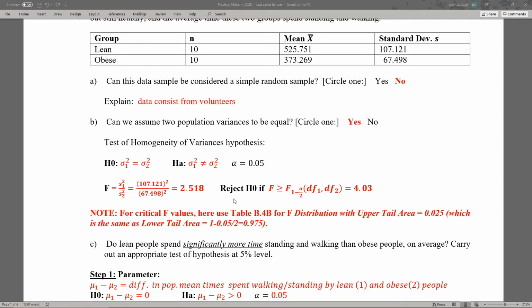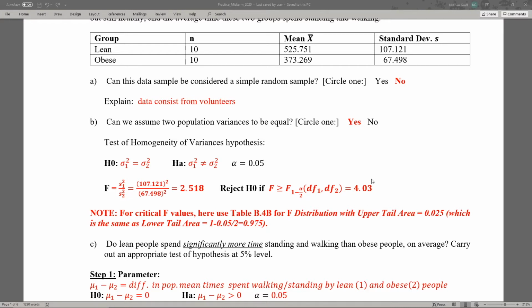Then for any statistical testing, we either derive a p-value or derive a critical value. In this case, we're going to go ahead and derive the critical value. To do so, we look at the F distribution with degrees of freedom 9 and 9, because both samples have a sample size of 10, and our degrees of freedom are calculated by subtracting 1 from the sample size of the corresponding groups. We then look at the critical value in the corresponding table. Here we want an upper tail with area 0.025, or equivalently a lower tail with area 0.975. As a result, we find a critical value of 4.03.